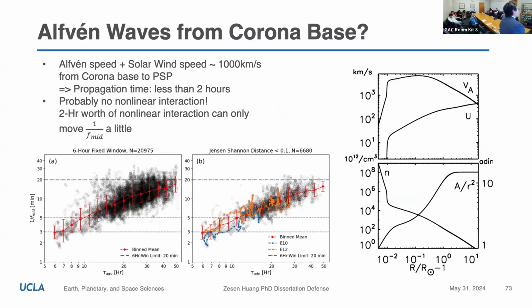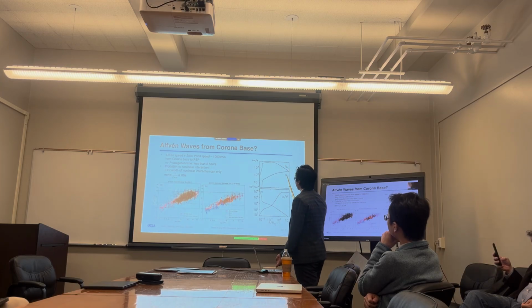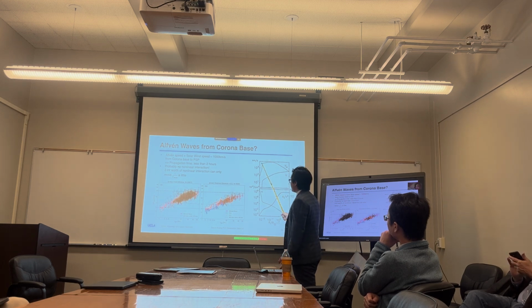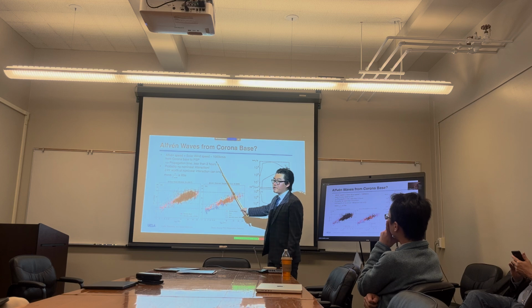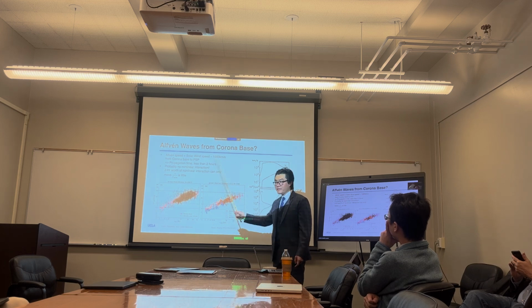First of all, the advection time itself is actually not a good indicator of the age of the wave, because the Alfvén speed from the coronal base to the Solar Probe distance is actually pretty big. Usually the Alfvén speed will start from 2,000 or even 4,000 kilometers per second at the coronal base and reach about 500 kilometers per second at the Alfvén surface. That being said, the phase velocity, which is VA plus U, is almost always bigger than 1,000 kilometers per second from the coronal base to Solar Probe distance.